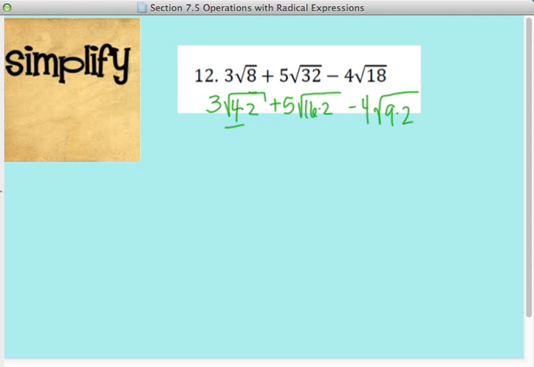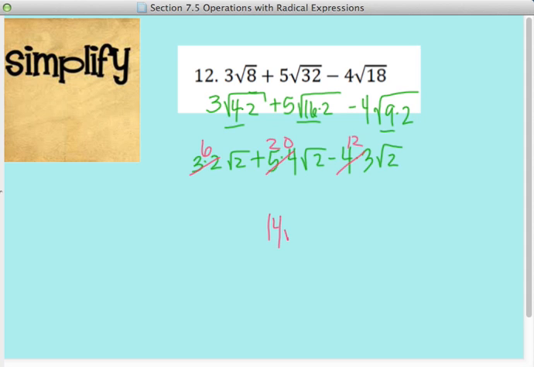Square root of 4 is 2, so I would have 3 times 2 square root of 2 plus 5 times square root of 16 is 4, square root of 2, minus 4 square root of 9 is 3, square root of 2. Now they are all the same, so I can combine them. This will be 6, 20, 12. So I would have 6 plus 20 is 26. 26 minus 12 is 14, so I would have 14 square root of 2.